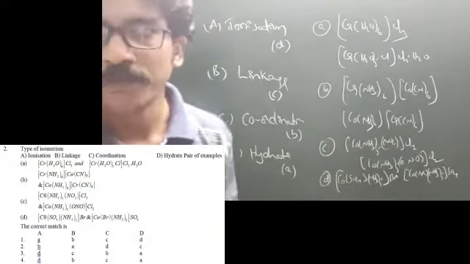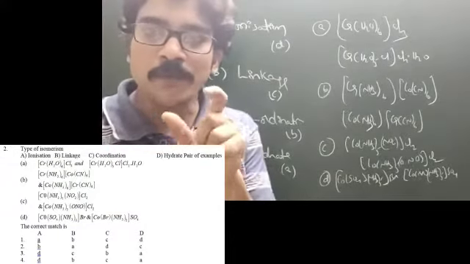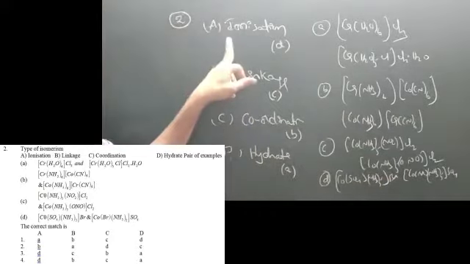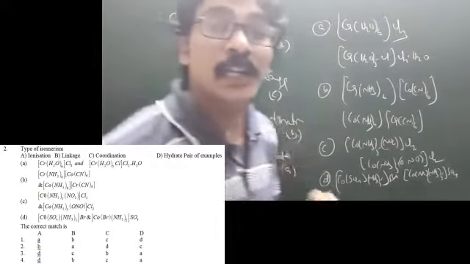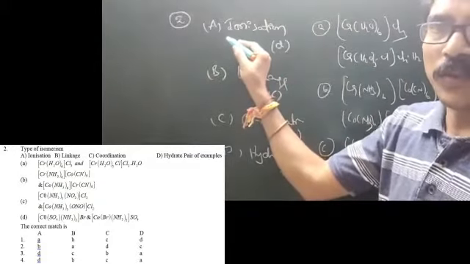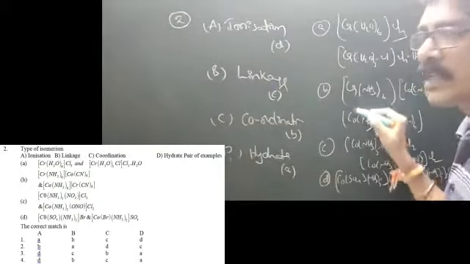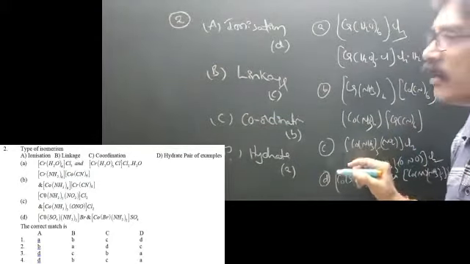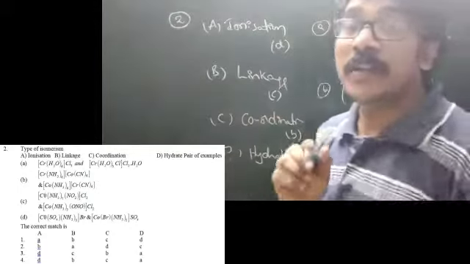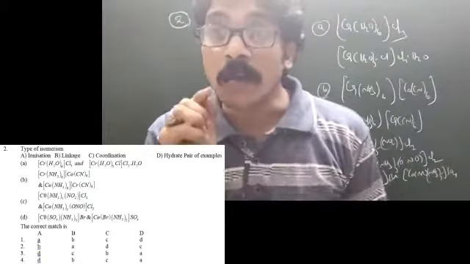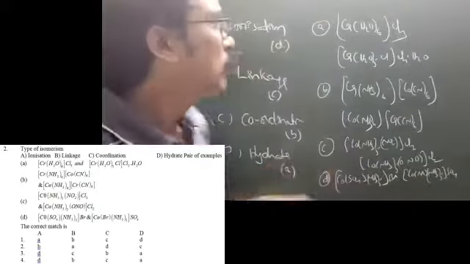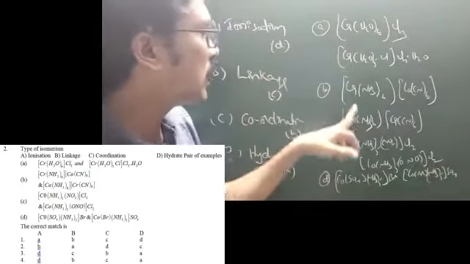Question number 2. Which type of isomerism is observed in the following complexes? Let's start with ionization isomerism. In these complexes, which one is an ionization isomer? Ionization isomers are complex compounds having the same molecular formula, but the ions produced in solution are different. So in all these complexes, which one is taken as ionization?